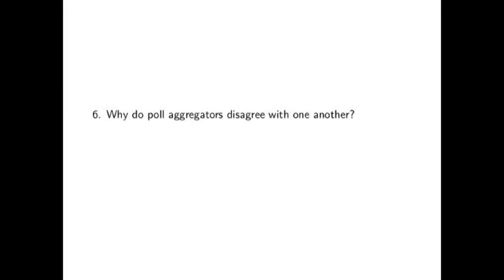Number 6. So why do poll aggregators disagree with one another? Aggregators have to make assumptions the same way that anyone else does. For example, at 538, they try to take into account the bias in a given polling firm, what they call the house effect. They try to measure it and then account for it in their averages. Now, other pollsters might do different things, they might not do that, or they might do it and come to a different conclusion. Therefore, you get a bunch of different answers.